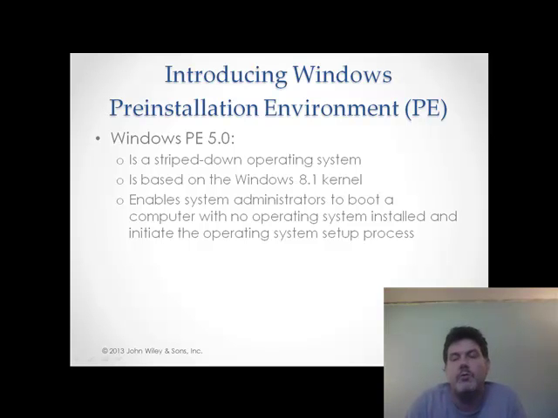So Microsoft started looking for another pre-installation environment after XP was distributed, and they came out with Windows PE. Windows PE is indeed a stripped down version of the operating system it supports. So for 5.0, it's a stripped down version of the 8.1 kernel. This gives us a lot of flexibility because essentially Windows PE is a version of the operating system. It's capable of actually running some applications that run in that Windows environment. It does allow us as system administrators to boot a computer with no operating system installed, and helps initiate that operating system setup process for us.